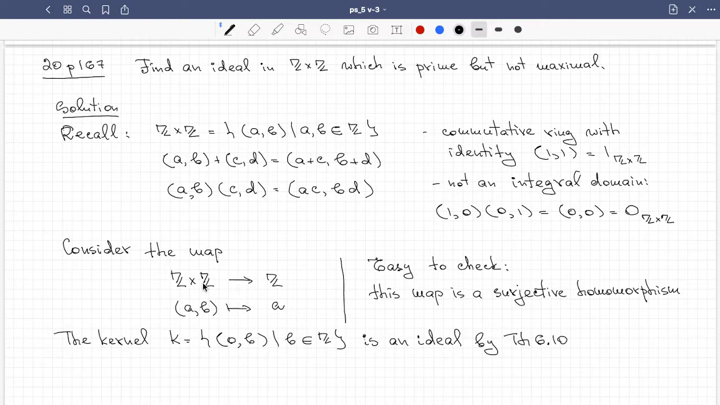That the map is a ring homomorphism, you check immediately from the definition of operations on Z cross Z. You check that sum maps to sum of A's on the first component, product maps to product on the first component, and you are done. You don't need to really apply the criterion. Any kernel of a homomorphism is an ideal.